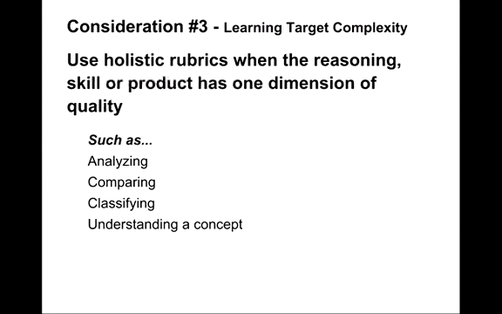Finally, we want to consider the learning target complexity. We would like to use holistic rubrics when the reasoning, skill, or product has one dimension. So if we're asking students to compare, a holistic rubric would work best because really comparing is the only dimension we're looking at.